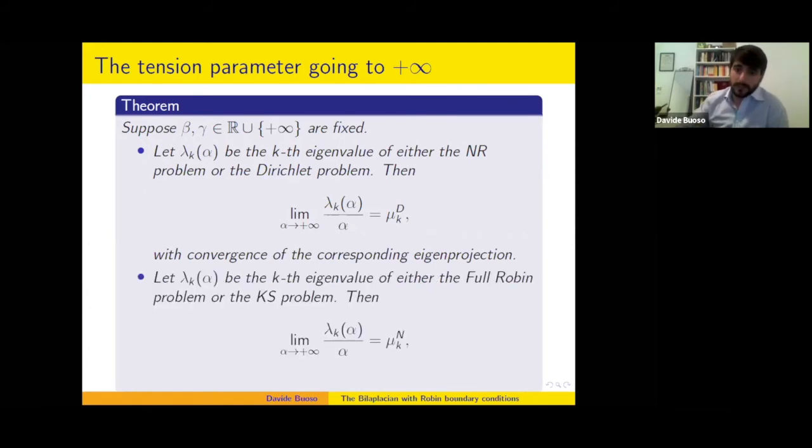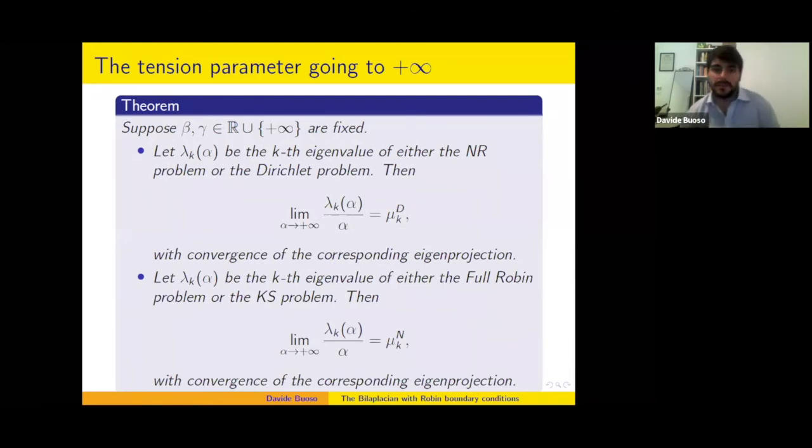If in the other case you consider the full Robin or the Kuttler-Sigillito problem, the same quantity converges to the Neumann problem, because here you don't set u to 0 at the boundary, so essentially you are converging to the Neumann problem, and with the convergence also of the corresponding eigenprojections. So why does this happen? Well, essentially the term in alpha going to plus infinity kills everything else in the quadratic form. Also the Robin parameters. So in this case, you see that beta and gamma are fixed.